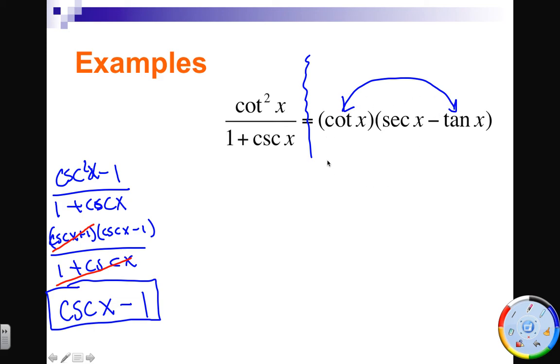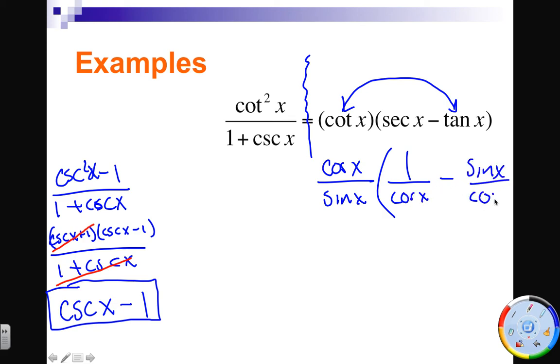I don't know where to go, so let's change everything to sines and cosines. So cosine x over sine x times 1 over cosine x minus sine x over cosine x. If I was to distribute this, cosine over sine times 1 over cosine, my cosines cancel, and I'm left with 1 over sine x minus, I already told you this is 1 because they're reciprocals of one another. Well, oh, this looks super nice.